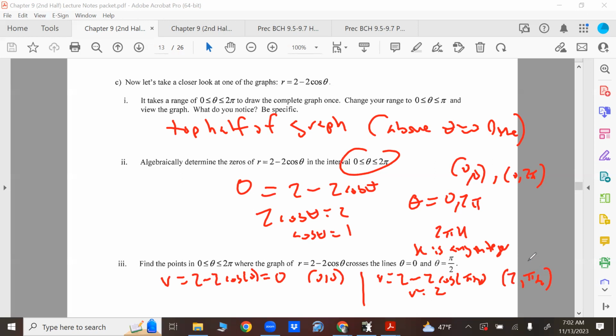Also, you could take a look at what happens when theta is pi or 3 pi over 2, all those things. I already did a table when we did this. And that should help in generating the graph more accurately and seeing the little divot that happens in the cardioid. Let's move on to the next page.